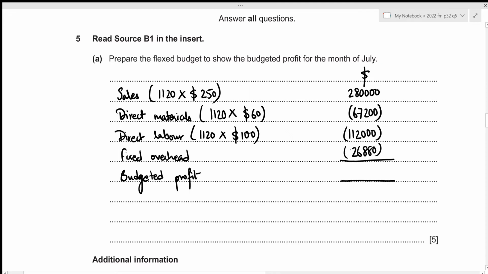Now we can easily figure out the budgeted profit. That is just going to be the sum of these four amounts. So that's 280,000 minus 67,200 minus 112,000 minus 26,880, which results in 73,920. This concludes the first part. Now let's move towards the second one.